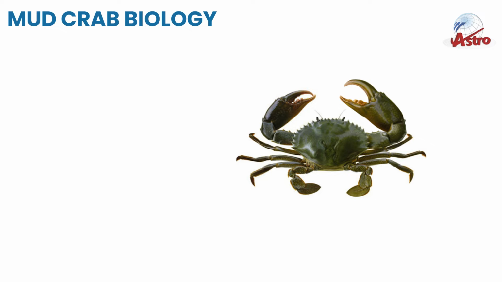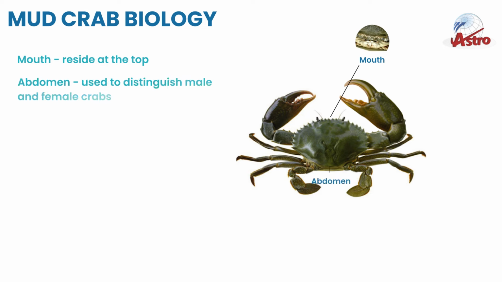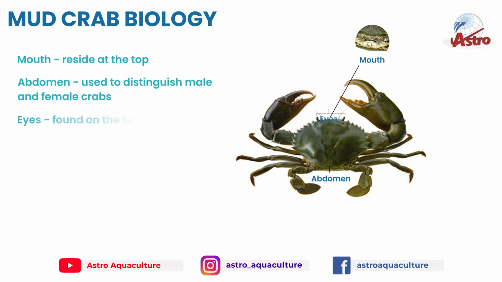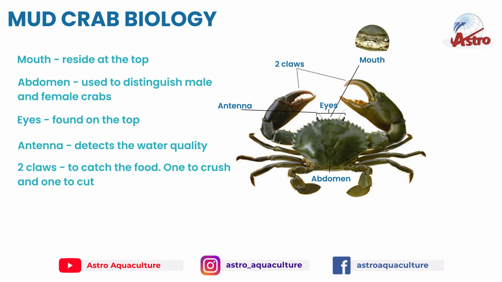Add a picture of mud crab. The mouth resides at the top. The abdomen is used to distinguish male and female crabs. The eyes are found on the top. The antenna detects the water quality. Two claws to catch the food.